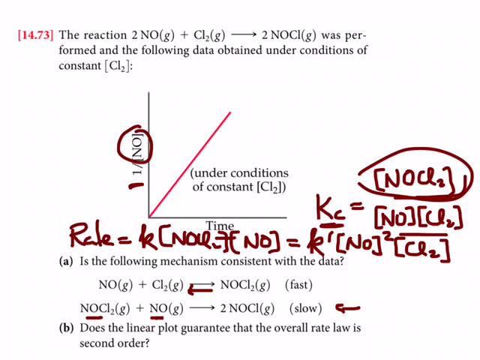Does the linear plot guarantee that the overall order is second order? Well, since the linear plot only plots the NO concentration versus time, or in this case reciprocal of NO versus time, the Cl2 concentration is not actually shown here. So therefore we can't say anything about the Cl2's order looking at the plot. So therefore the plot does not guarantee an overall order of 2. In fact, in the example that we see here, the overall order would have been 3. It would have been second order in NO and first order in Cl2 if that was the actual mechanism.